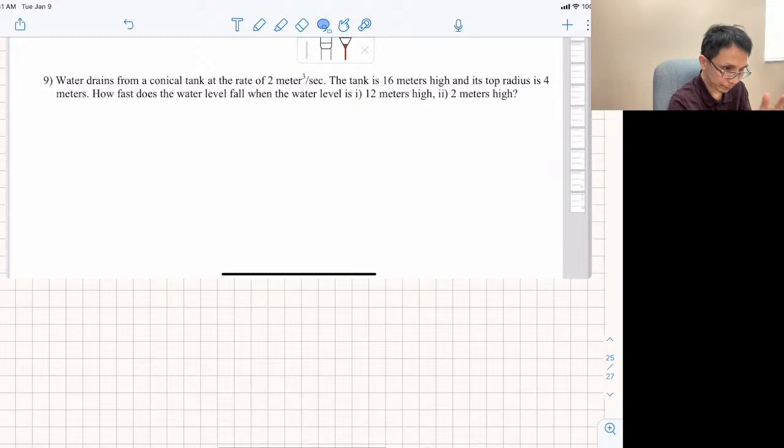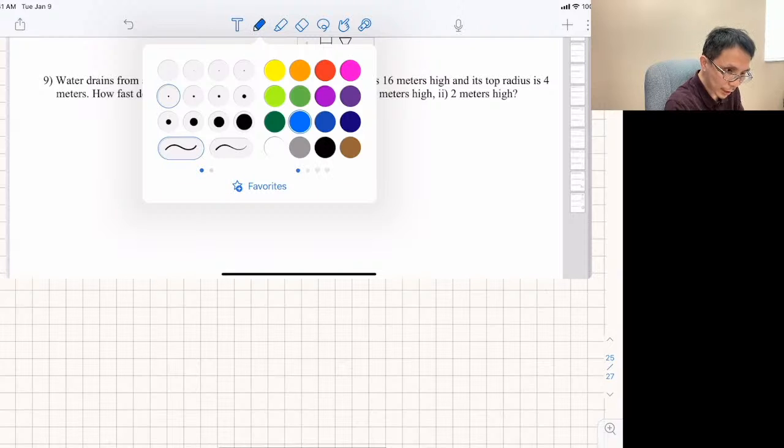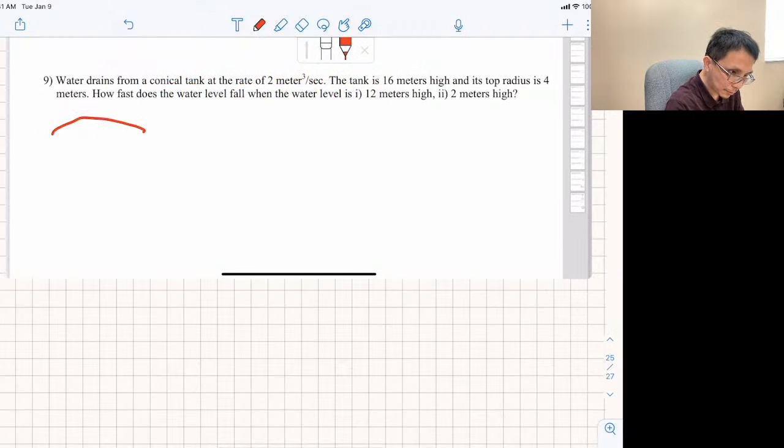So this is our first question, which is this classical cone problem. What we're going to do is draw a cone. Yes, conical means a cone. So I'm going to draw it out. I'm going to draw it on the red cone.